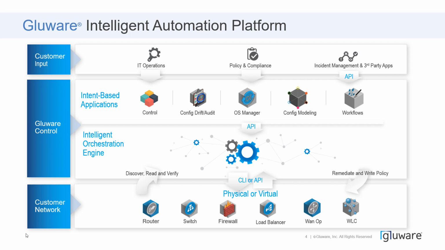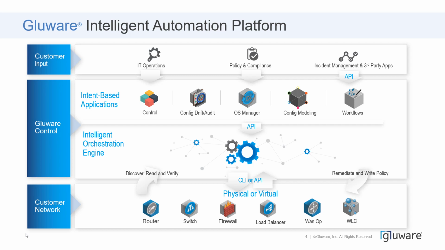The heart and soul of the application is that intelligent orchestration engine. It is built so that it can read and write to the various underlying platforms. And so there's a vendor adapter layer, where we're at roughly 16 vendors today and over 20 operating systems that the Gluware Intelligent Orchestration Engine can read and write to.